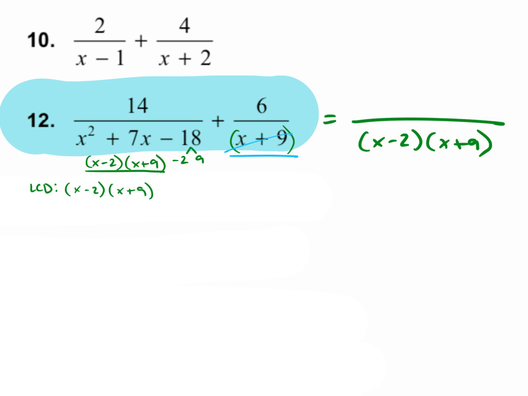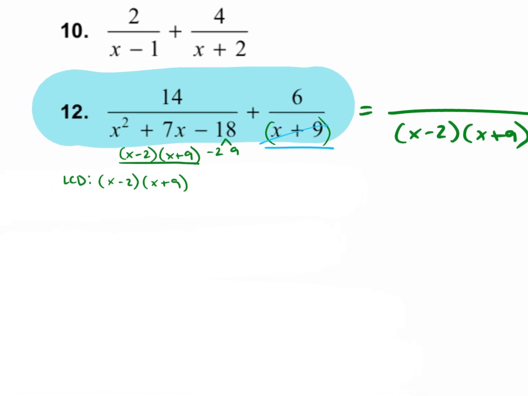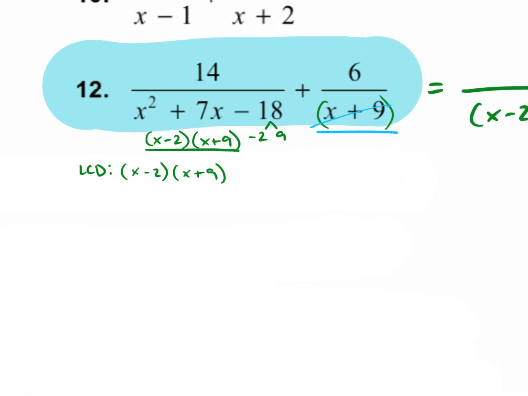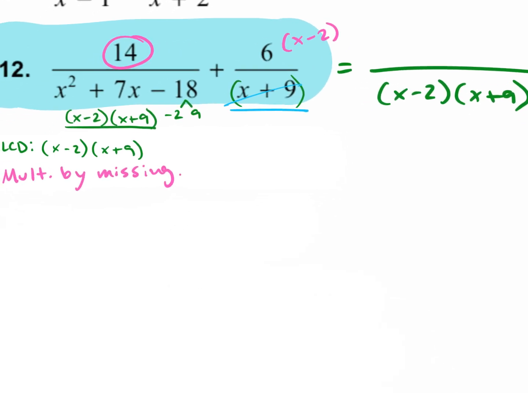What do we do next? Multiply by the missing factors. So step 2, multiply by missing. So what's missing from our first fraction? Nothing. So we just have 14 on top. What's missing from the second fraction? x minus 2. So we have to multiply this one by x minus 2. So my numerator is going to be 14 plus 6 times x minus 2. So we just combine all of the numerators together.